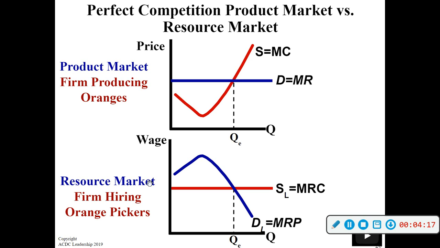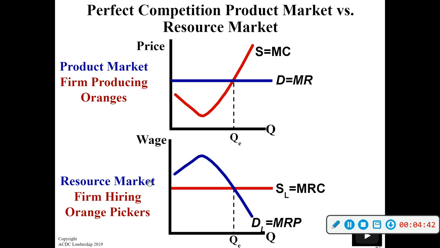And so we know where MR equals MC, that's where that product market, that firm, is going to produce because that's where they're going to maximize profits. Well, at the same time, MRP is essentially a mirror image of marginal cost because these first couple workers get more efficient, and this is really the same thing as marginal product, but now we're just multiplying it times the revenue they generate.